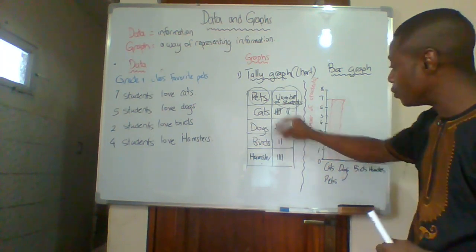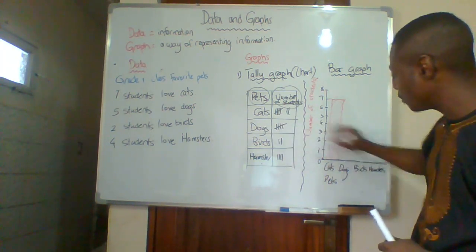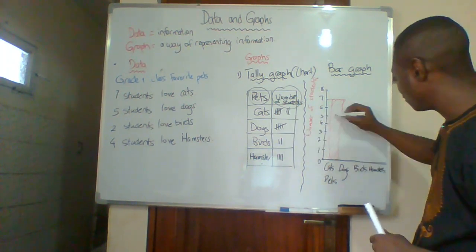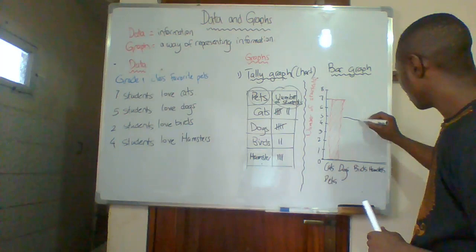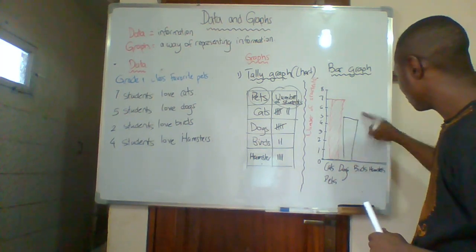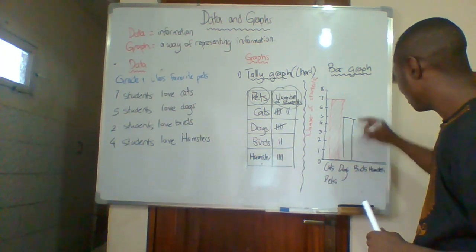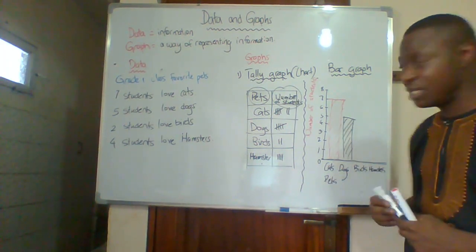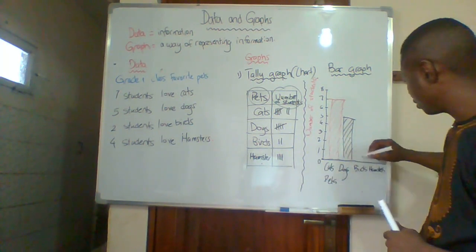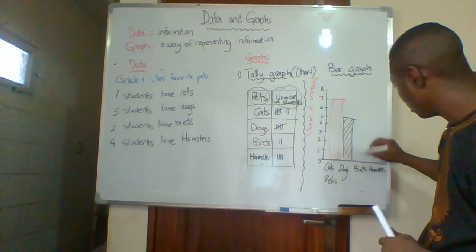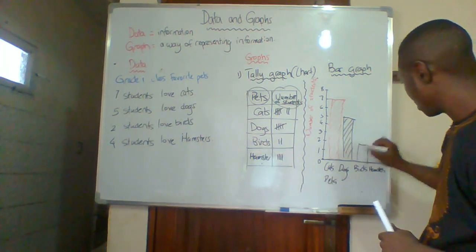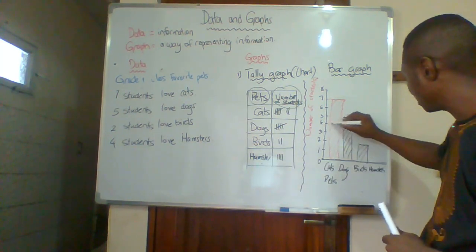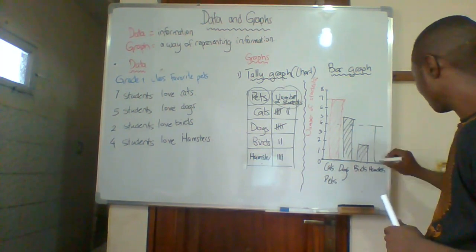Now let's move on to dogs. For dogs, you have 5. It says 5. Yes, 5. So it's somewhere there. I'll put this 5 for dogs. 5 represents the dogs. Then for birds, it says 2. It's only there. 2. For hamsters, it says 4. It's somewhere there. 4 for hamsters.